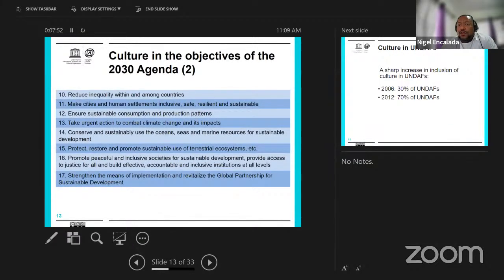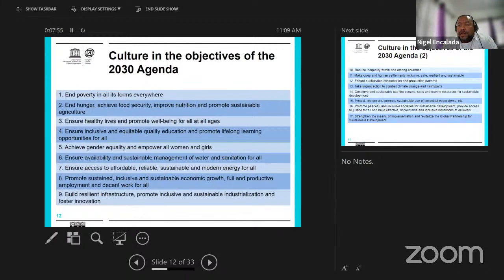So here are the 17 goals. And as I read them, just ask yourself, where do you imagine culture fitting into it? The living heritage, where does it fit into it? End poverty in all its forms everywhere. Goal 1. Can living heritage play a role in that? 2, end hunger, achieve food security, improve nutrition, and promote sustainable agriculture. Can living heritage play a role in that? Ensure healthy lives and promote well-being for all at all ages. Where does ICH fit into that?